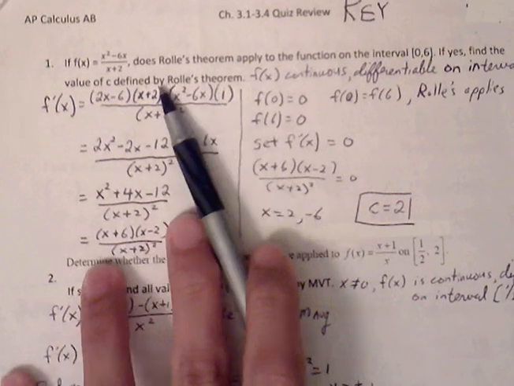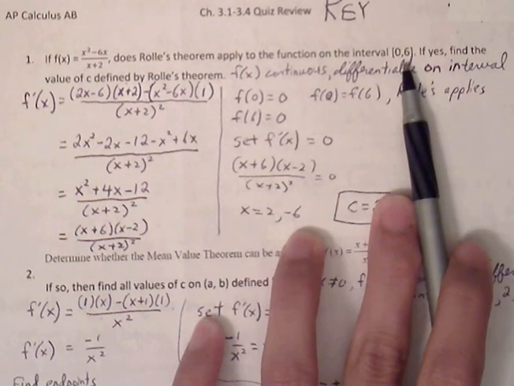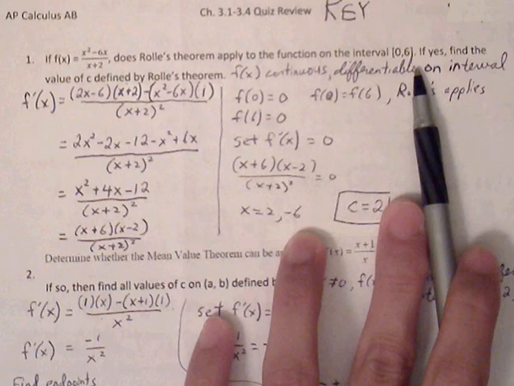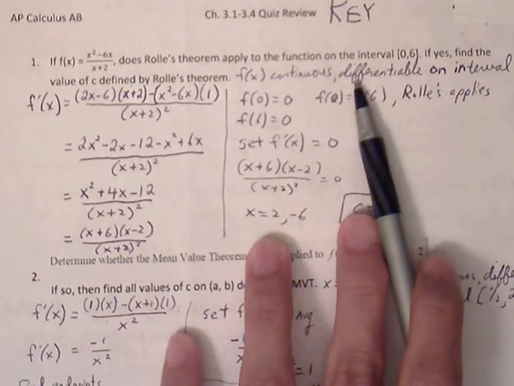We want to know whether Rolle's theorem applies to this function between the closed interval from 0 to 6. If yes, find the value of c defined by Rolle's theorem. First thing we need to check is whether our function is continuous and differentiable on the closed interval.